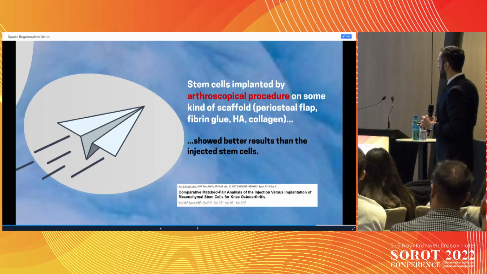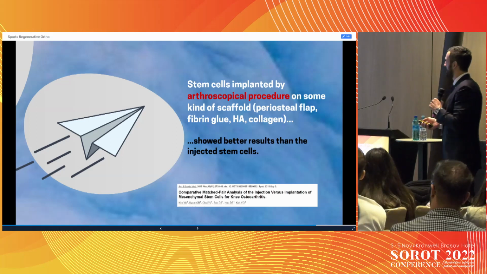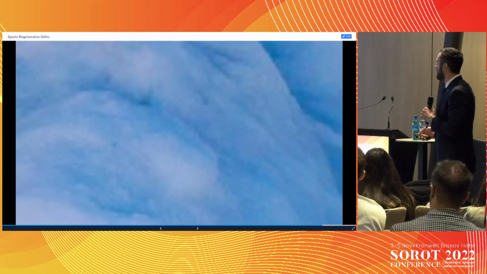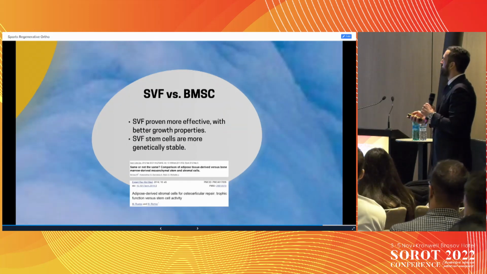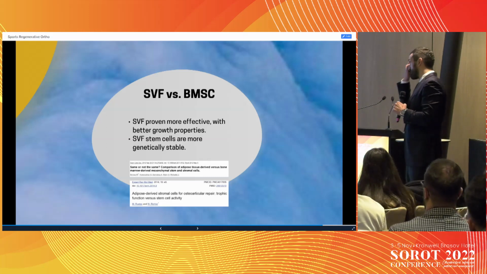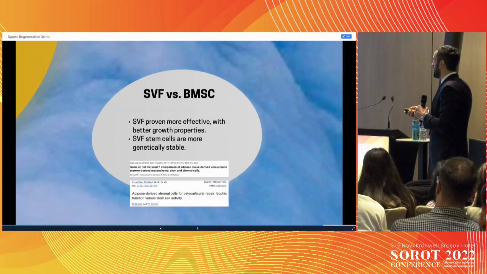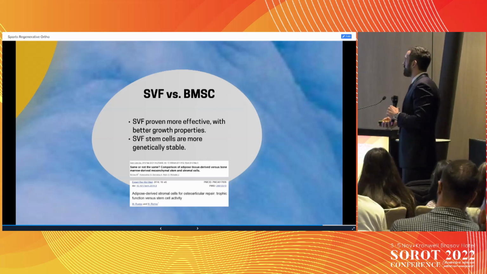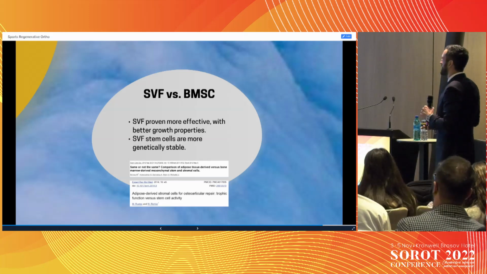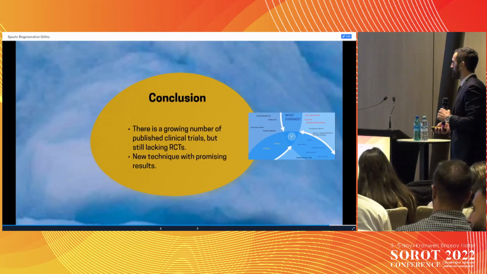Stem cells implanted by arthroscopic procedure on some kind of scaffold show better results than the injected stem cells. Of course, it's more precise. When we actually make a comparison between adipose-derived stem cells and bone marrow, SVF has proven more effective with better growth properties. SVF stem cells are more genetically stable.